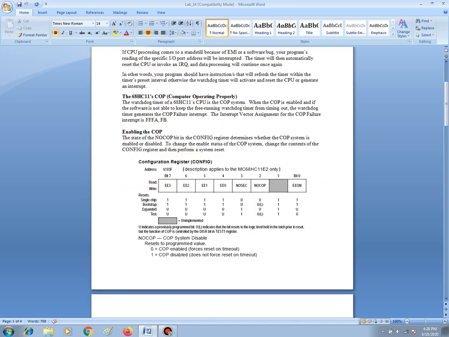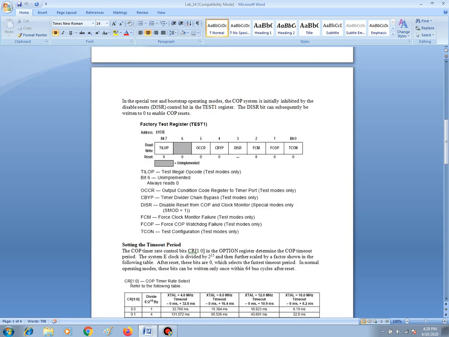The state of the NOCOP bit in the CONFIG register determines whether the COP system is enabled or disabled. To change the enable status of the COP system, change the contents of the CONFIG register and then perform a reset. To enable the COP, the NOCOP bit needs to be set to a 0. To disable the COP, the NOCOP bit needs to be set to a 1.